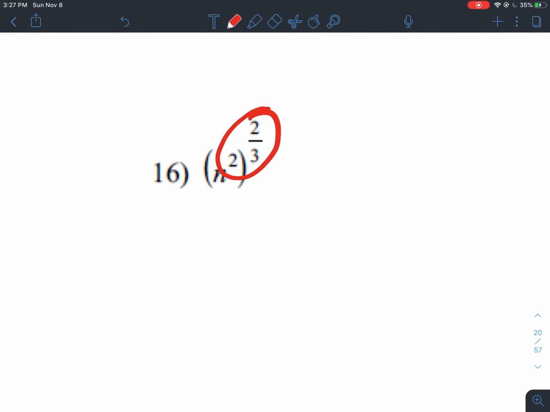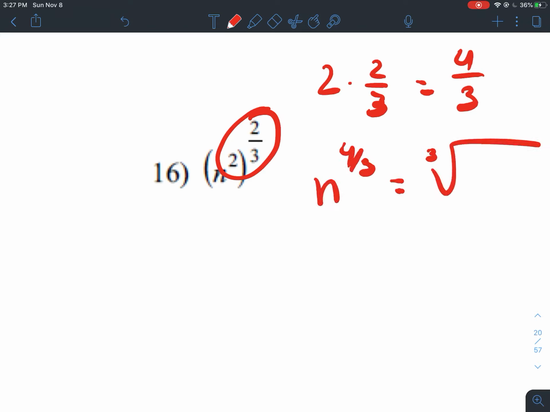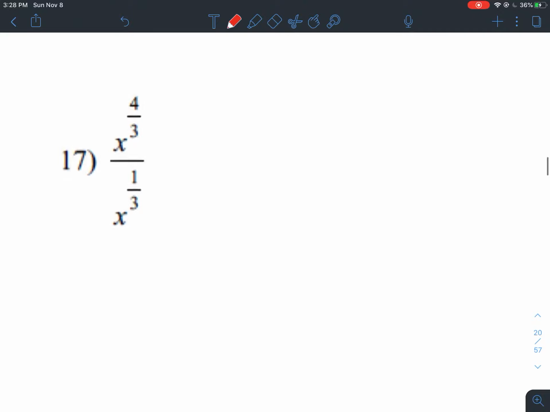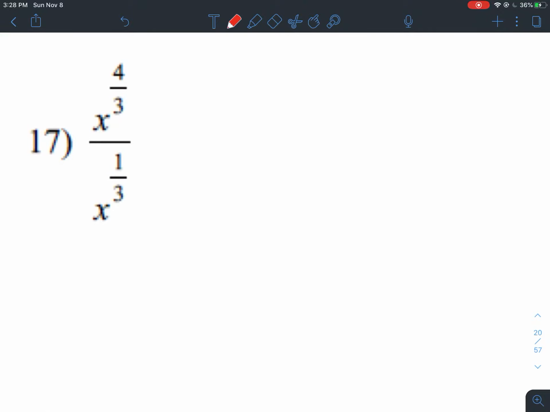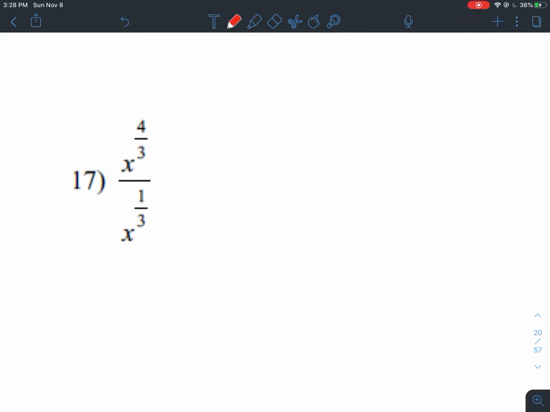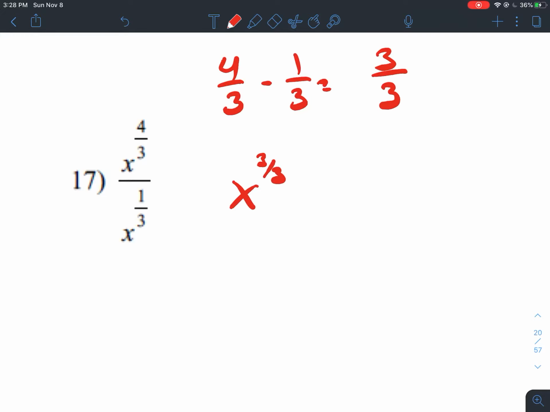Again, for number 16, when you raise a power to a power, you multiply. So when you do 2 times 2/3, you get 4/3, so you get n to the 4/3, which is going to give you the cube root of n to the 4th. Now we're going to subtract. Why are we subtracting? When we divide things with exponents, we subtract. 4/3 minus 1/3 gives me 3/3, so I get x to the 3/3, which is x to the 1st, which is just x.